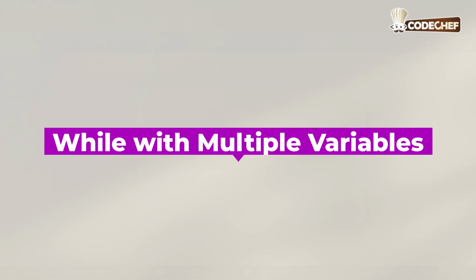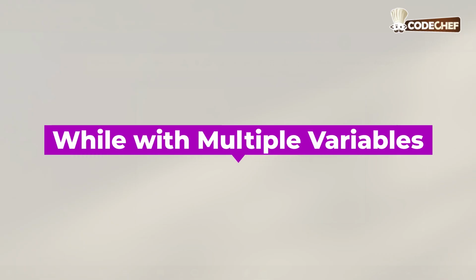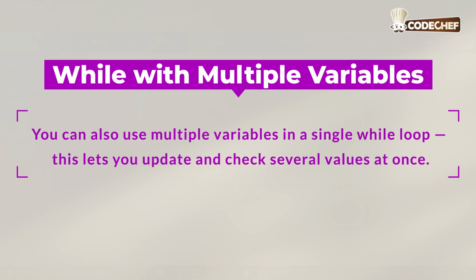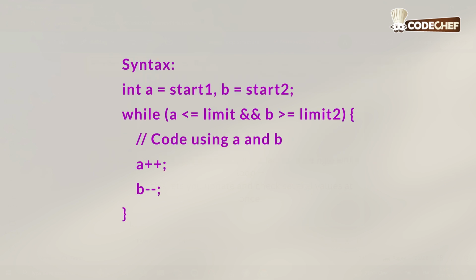Next up is while with multiple variables. You can also use multiple variables in a single while loop. This just lets you update and check several values at once. The syntax for the same is int a = start1, b = start2, while a <= limit1 and b <= limit2, the code using a and b with the increment and the decrement.